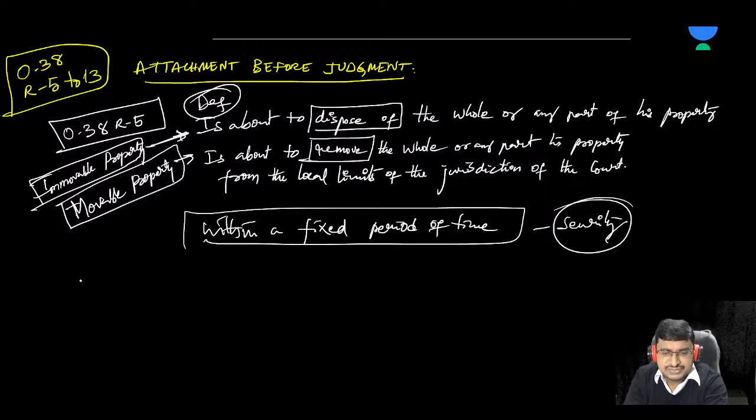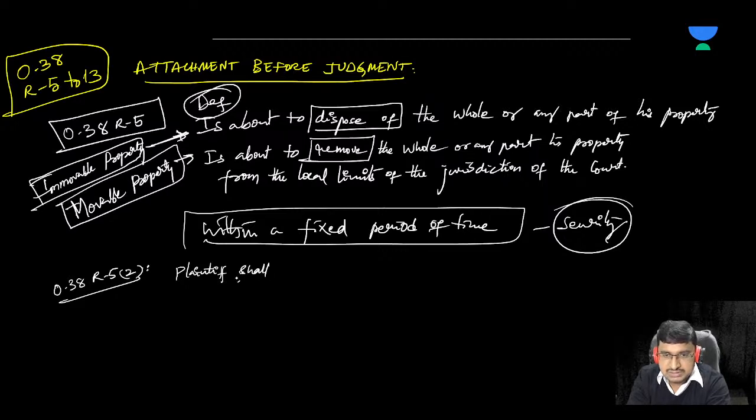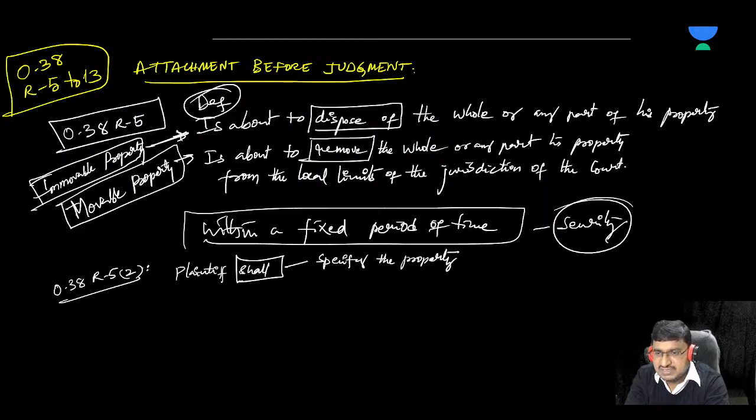There is another part, friends. Sub rule 2. The plaintiff shall, unless the court otherwise directs, specify the property required to be attached and the estimated value. Order 38, Rule 5, Clause 2. This speaks about the plaintiff shall, this is the important word, friends, shall specify the property. He has to do two things. He has to specify the property. If it is a mobile property, he has to specify the mobile property; if immobile, the immobile property.